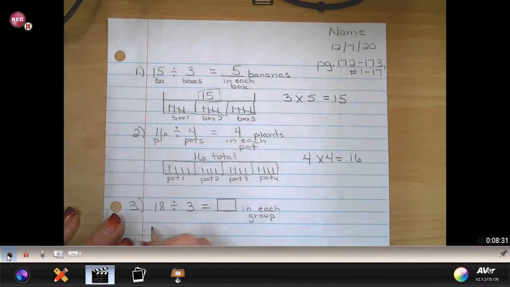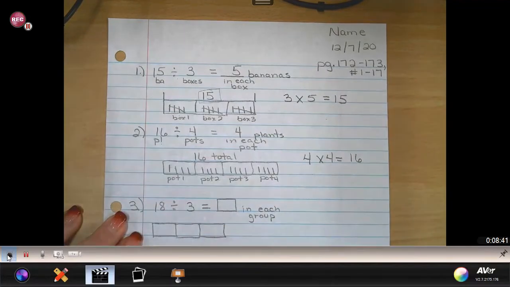So, using the tape diagram, sometimes they call them a tape diagram, sometimes they call it a bar diagram. We're going to model this. We're going to take these 18 objects and divide them equally into these 3 groups. So 1, 2, 3, 4, 5, 6, 7, 8, 9, 10, 11, 12, 13, 14, 15, 16, 17, 18.